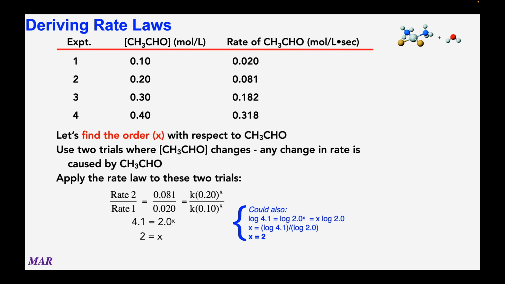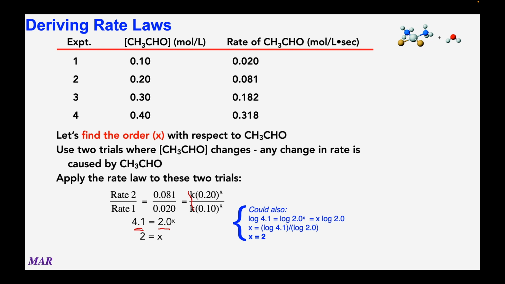In this problem, the K's cancel out. K divided by K is just 1. Don't have to worry about it. And 0.081 divided by 0.020 is 4.1. And 0.20 divided by 0.10 is 2 to the x.